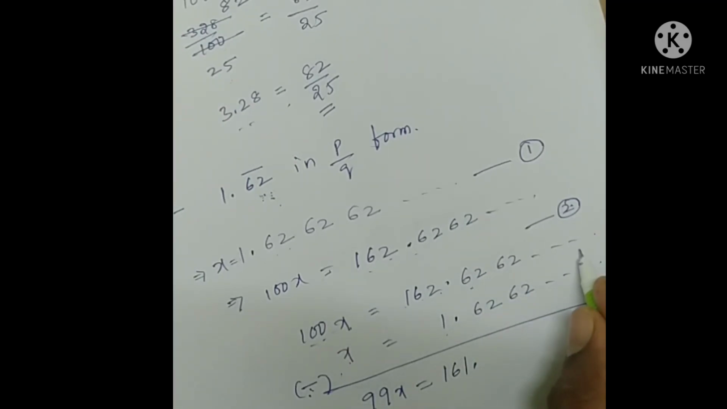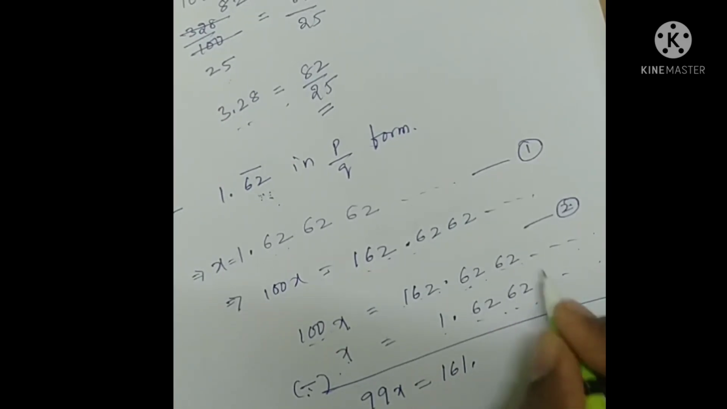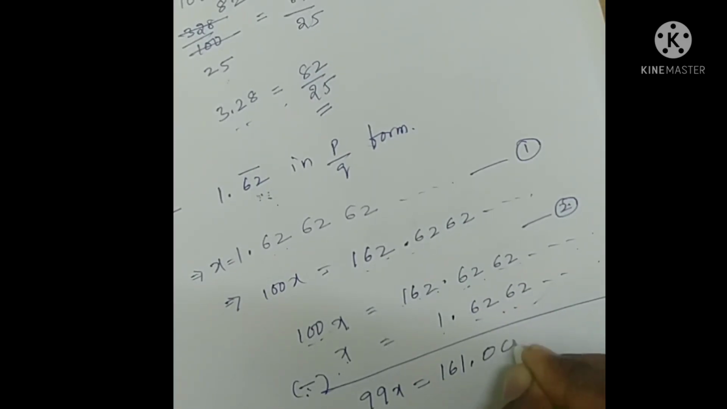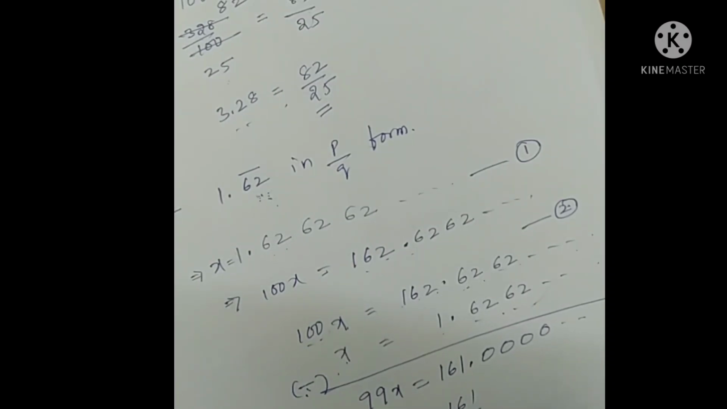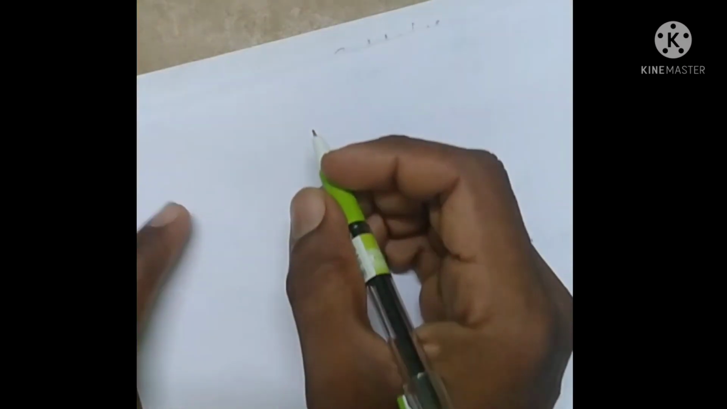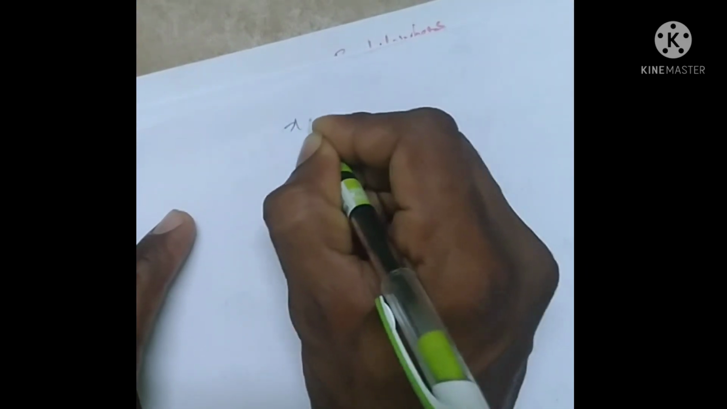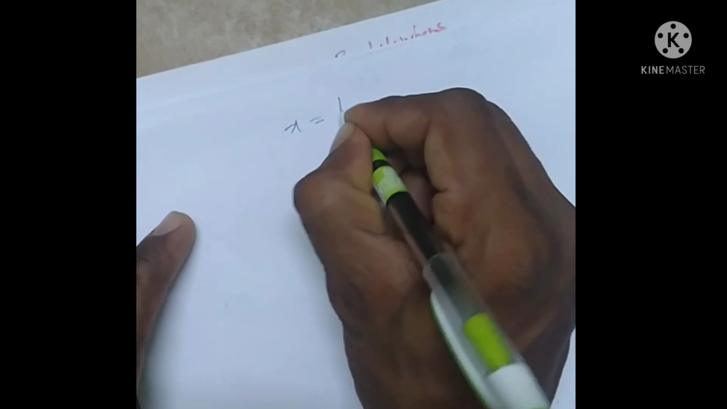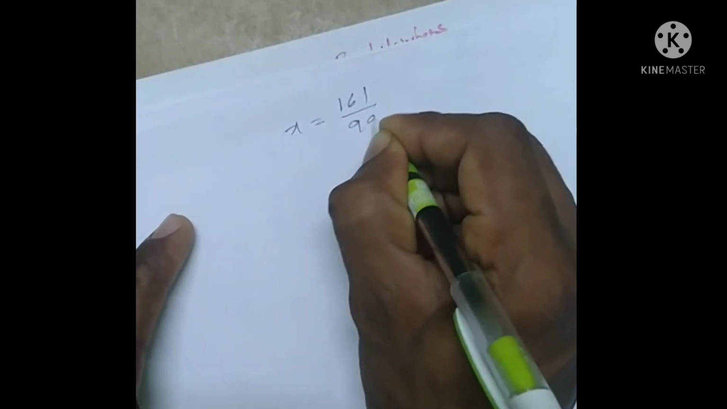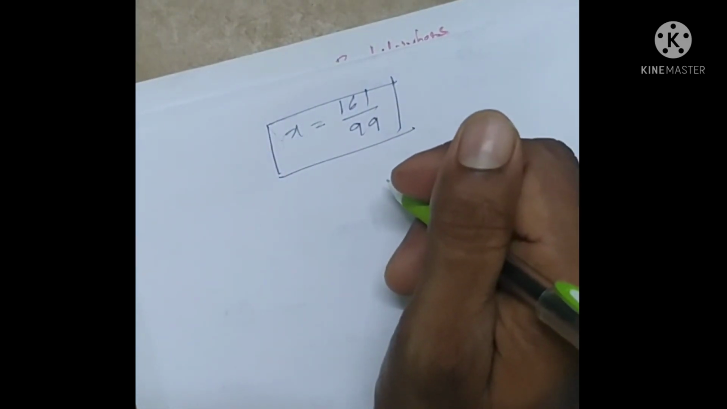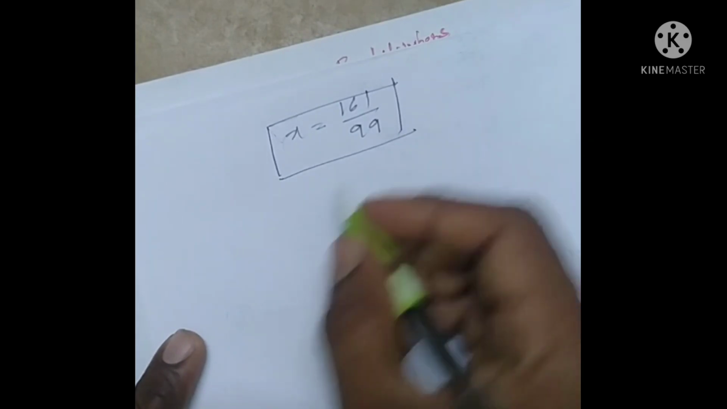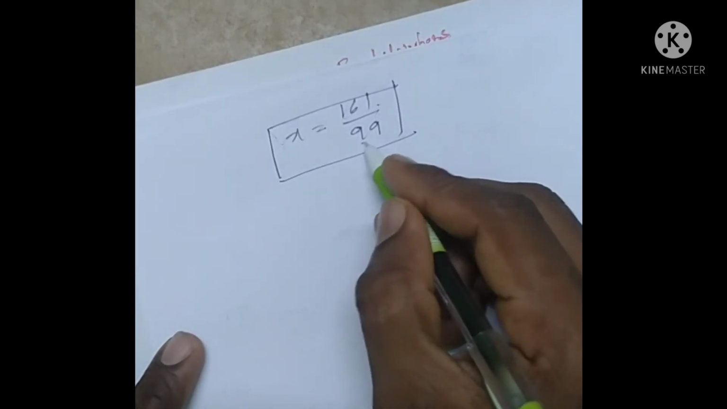These are all zeros. Why? Because 62 minus 62. These are all zeros. So all decimals are zeros. So that is equals to x is 161 by 99. So finally our result is x is equals to 161 by 99. This is our P by Q form of 1.62 bar.